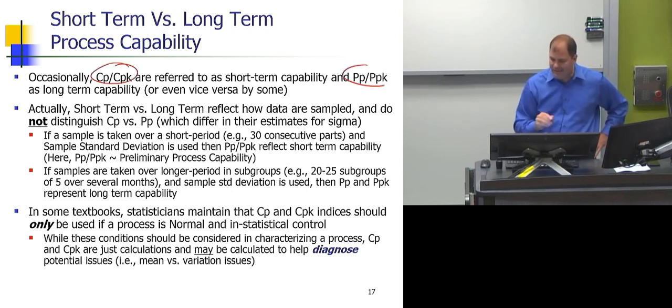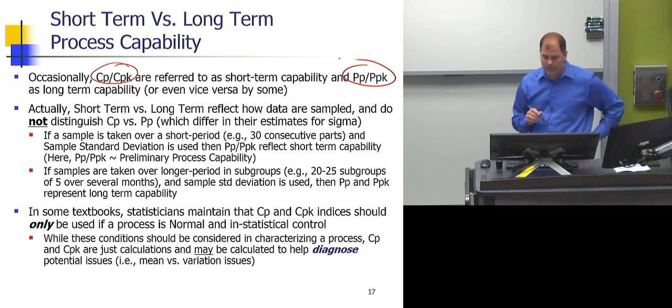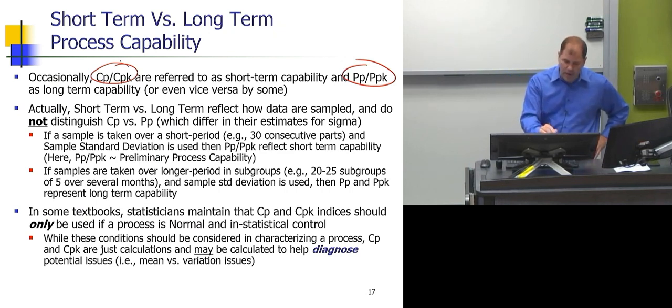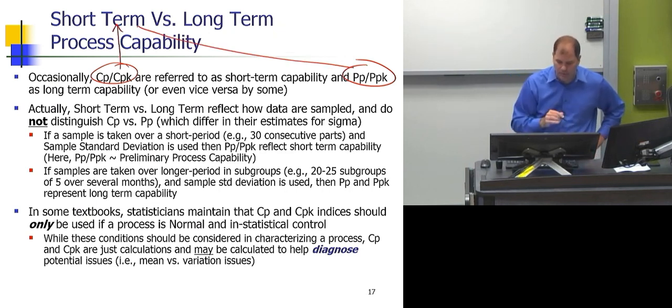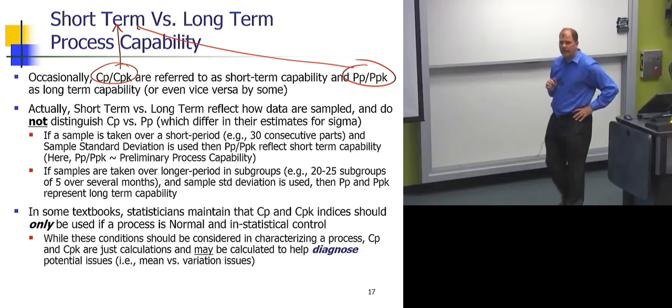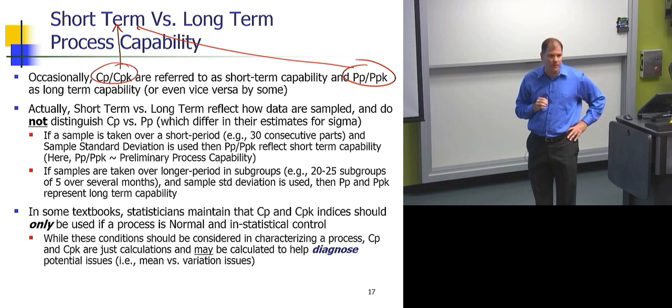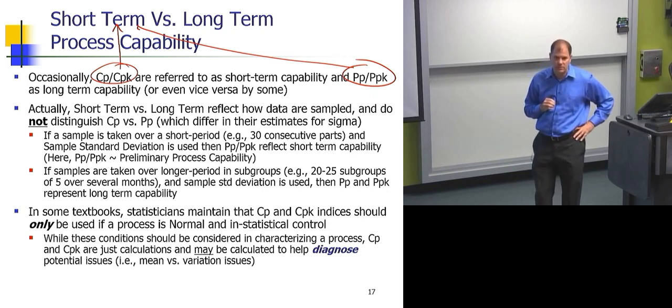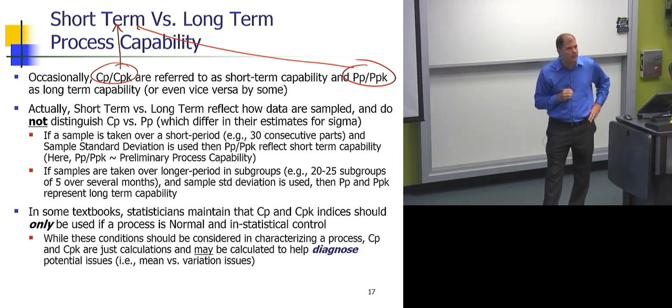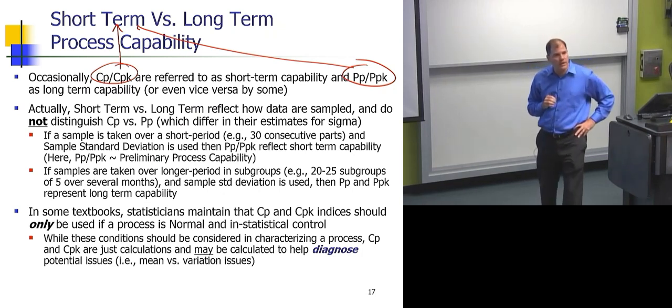Some people who are working in industry have seen these indices used a lot, and they may even have bosses or quality people that tell them that CP and CPK are short-term capability and PP and PPK are long-term capability. Or they may work for companies that tell them PP and PPK are short-term and CP and CPK are long-term. In both cases, they are misinformed, all right?